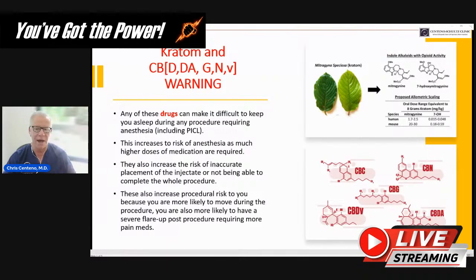How did people die? The same way they die overdosing on heroin or fentanyl or anything else. You take too much of it, it suppresses your respiration because it acts at those same narcotic receptors, and you stop breathing.